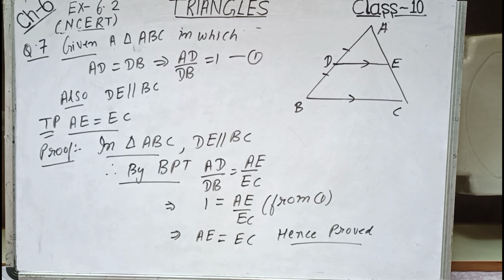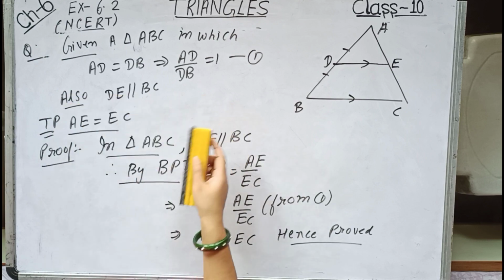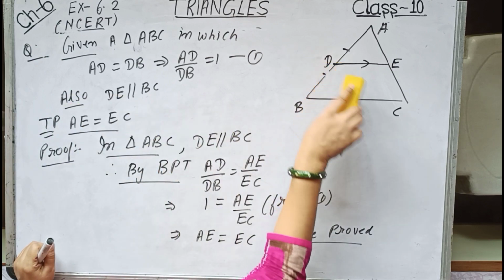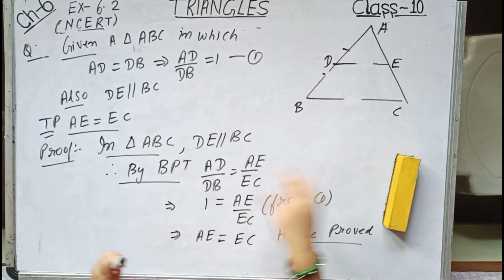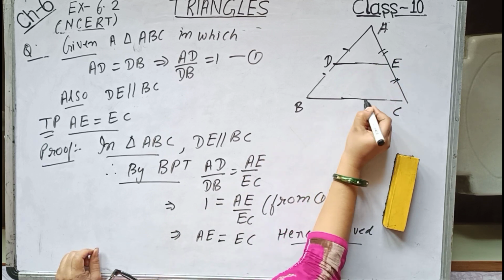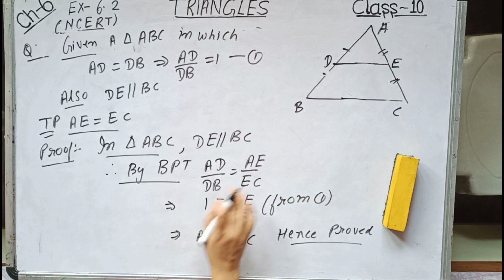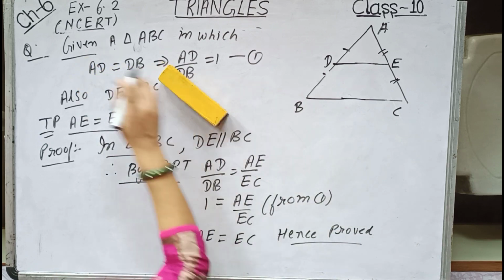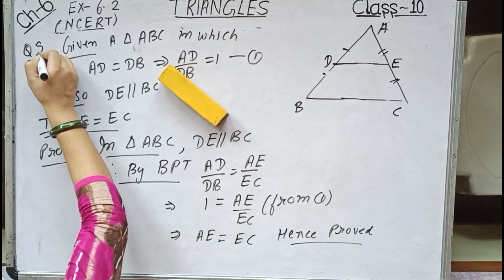Now question number 8. It says prove that the line joining the midpoints of any two sides of a triangle is parallel to the third side. This is actually the whole statement of the midpoint theorem. So question number 8, figure. Over here it is given that E is the midpoint of AC and D is the midpoint of AB. So given, question number 8.